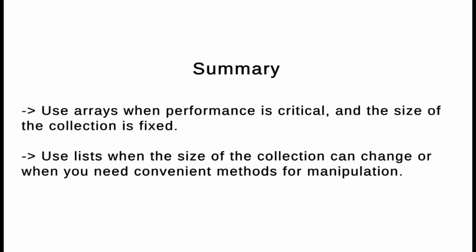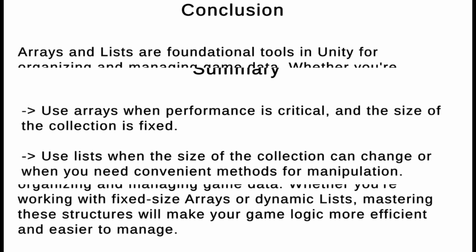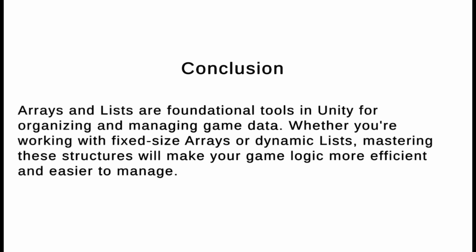Summary. Use arrays when performance is critical and the size of the collection is fixed. Use lists when the size of the collection can change or when you need convenient methods for manipulation. Arrays and lists are foundational tools in Unity for organizing and managing game data. Whether you're working with fixed-size arrays or dynamic lists, mastering these structures will make your game logic more efficient and easier to manage.